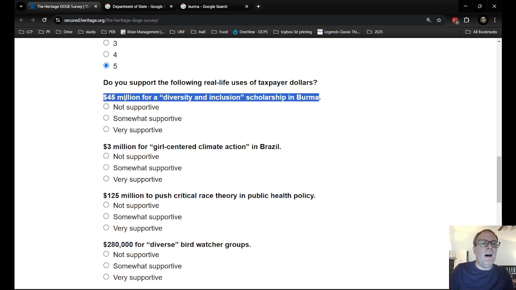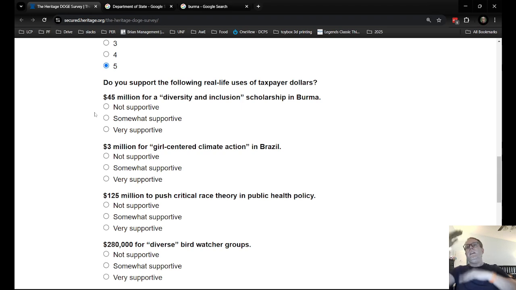They do give an odd number of responses to this question. Anytime you're giving a response scale, you're always going to give an odd number because you want there to be something neutral in the middle. But they don't really have a neutral option. They got very supportive, somewhat supportive, and not supportive.